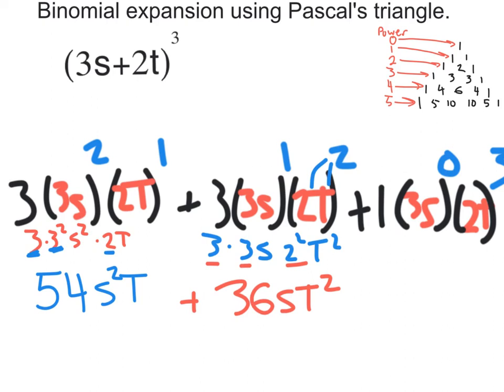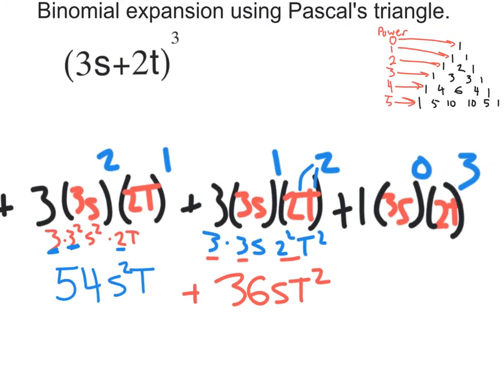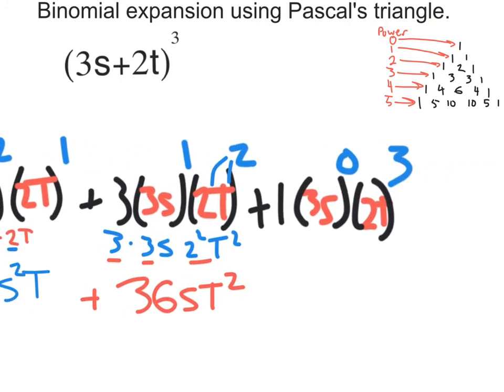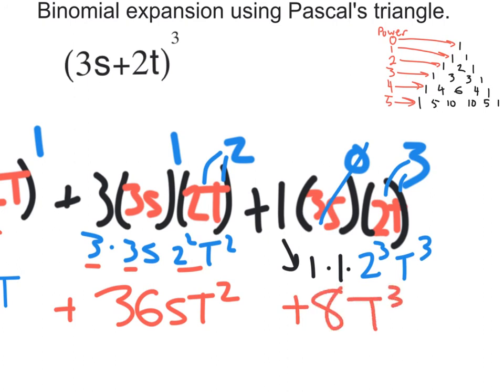And moving on to our final part, which is this last one. It's really easy to do because the 3s to the 0 power is 1. So all we need to focus in on is taking that 3, putting it on the 2 and on the t. So you get 2 to the third, t to the third, and 2 to the third is 8. You could also think about this 1 that's out here in the front, but that's not going to change anything. So it's really 1 times 2 to the third times t to the third. So your final part of your answer is going to be plus 8t to the third.